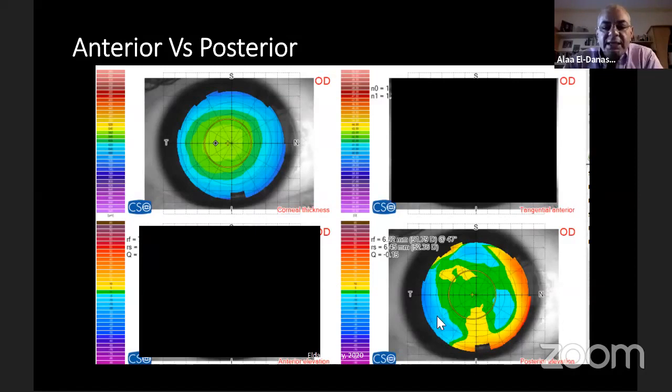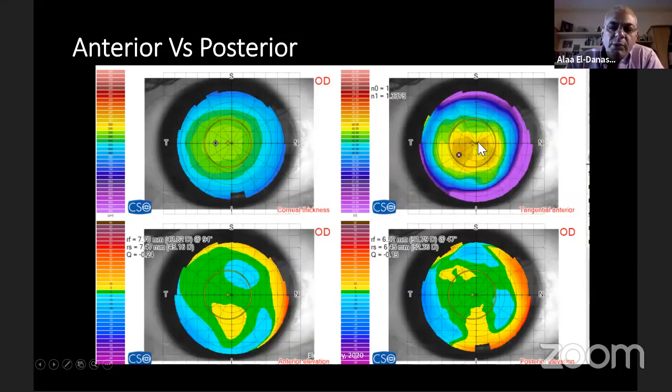And this case is a good example. Here, the posterior elevation is normal, nothing abnormal. Corneal thickness is normal. But if you look at the anterior topography, you'll see again the irregular astigmatism with some sagging, what we call before, like late. So is this an early keratoconus? Is this an artifact? Is this because of some tear film instability? I would say this is definitely an early case of keratoconus.